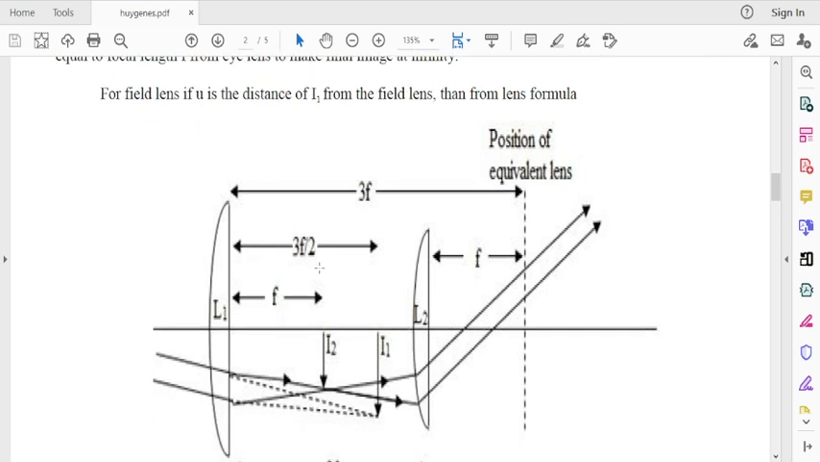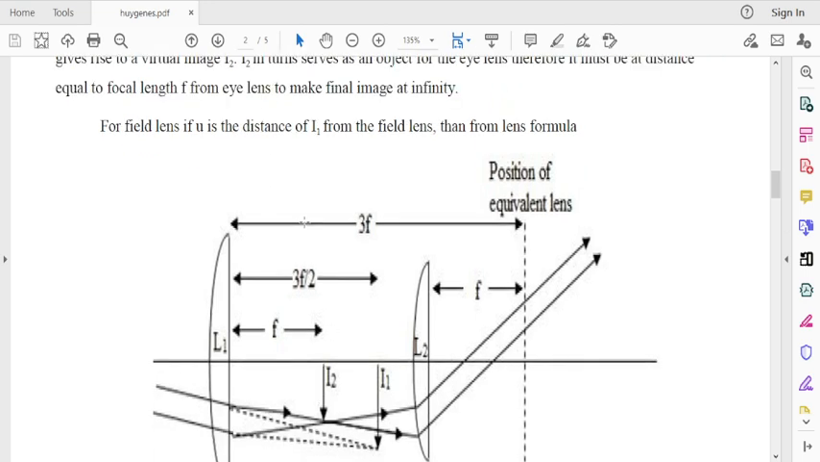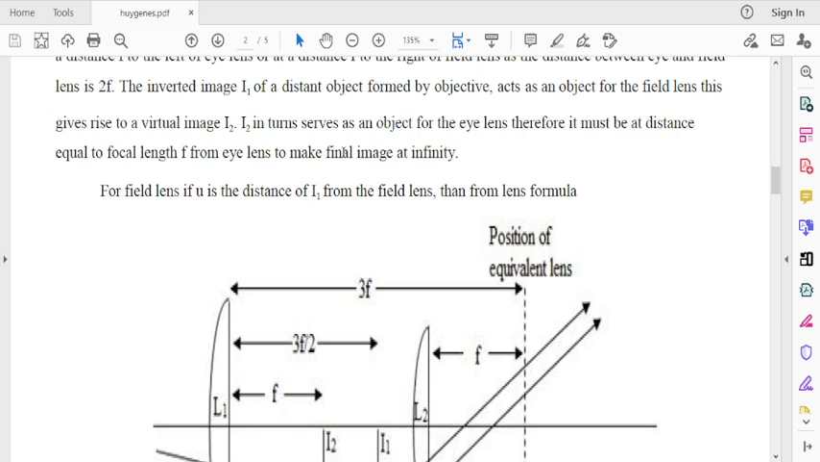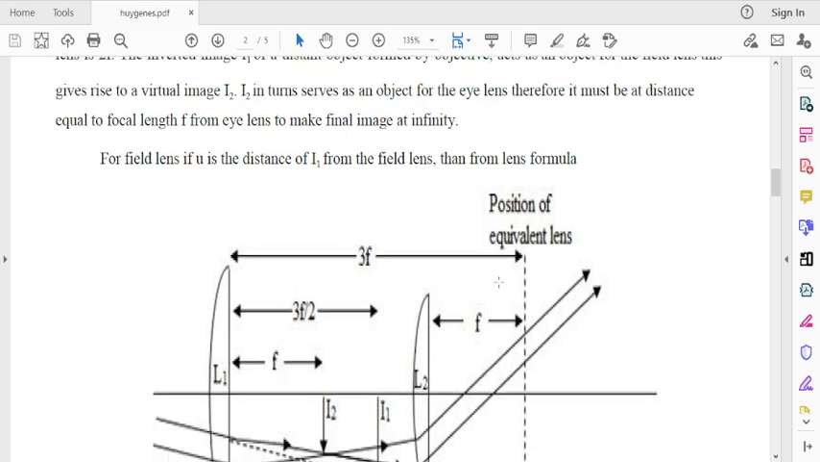I2, which is a virtual image, in turn serves as an object for the eye lens. Therefore it must be at a distance equal to the focal length f from the eye lens to make the final image at infinity. This final image we get at infinity.